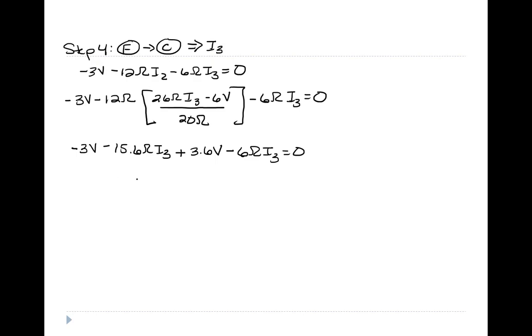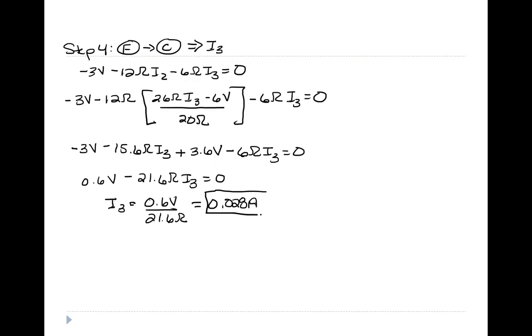First thing I want to do is collect like terms. I have a negative 3 volts and a positive 3.6, so that's 0.6 volts. I have negative 15.6 ohms I3 and negative 6 ohms I3, which works out to be negative 21.6 ohms I3 equals 0. And I can now write that I3 is going to be 0.6 volts divided by 21.6 ohms, which works out to be 0.028 amps. Done. It's a lot of algebra, but it's successful.